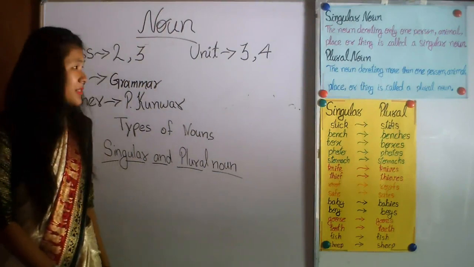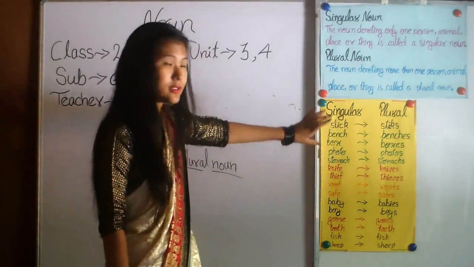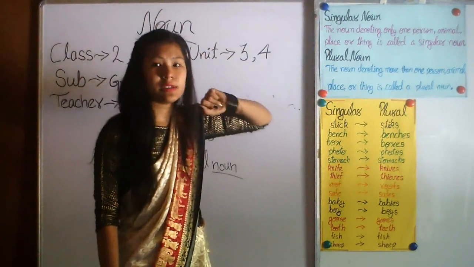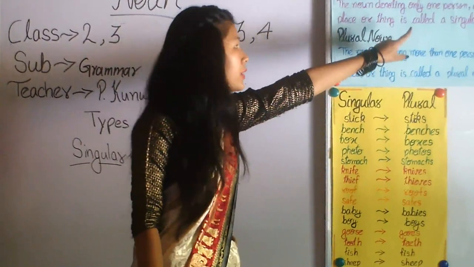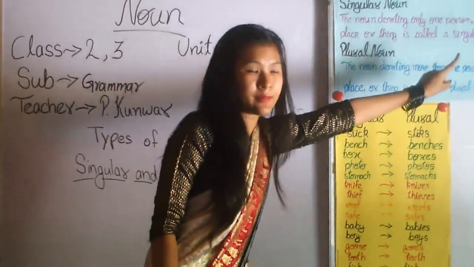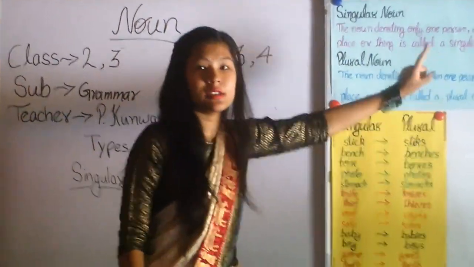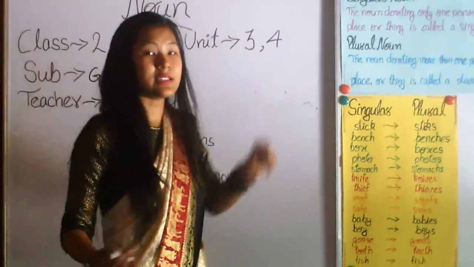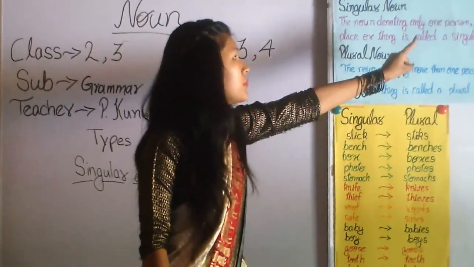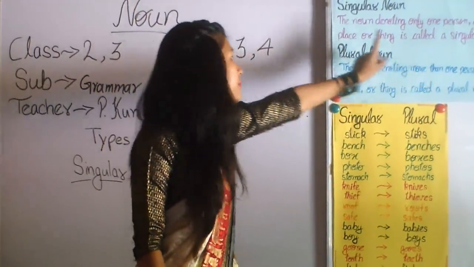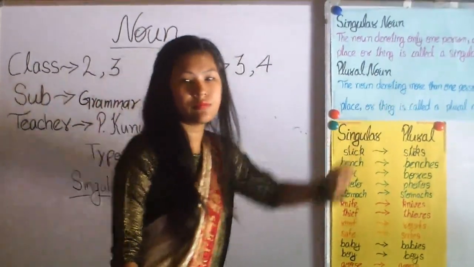Let's read the definition of singular and plural noun in the chat. Singular noun. What is a singular noun? The noun denoting only one person, animal, place or thing is called a singular noun. Let's repeat once again. The noun denoting only one person, animal, place or thing is called a singular noun.